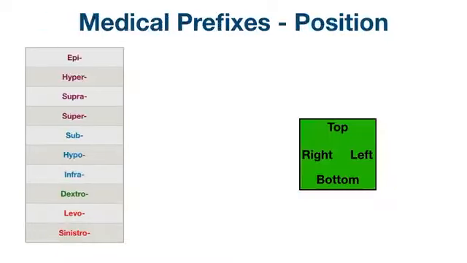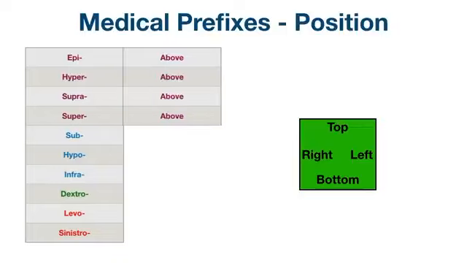Let's move on to prefixes that have to do with location or position. Some locations have more than one prefix that can be used, so we're going to make it easy by using the green box to label and visualize the different positions. Beginning with the first four prefixes, which are epi, hyper, supra, and super, they all mean above, upon, or on. Remember, we used hyper when talking about amounts. Above can refer to a position, or it can refer to amounts like above normal. So if we go to the green box, we can label epi, hyper, supra, and super above the image.